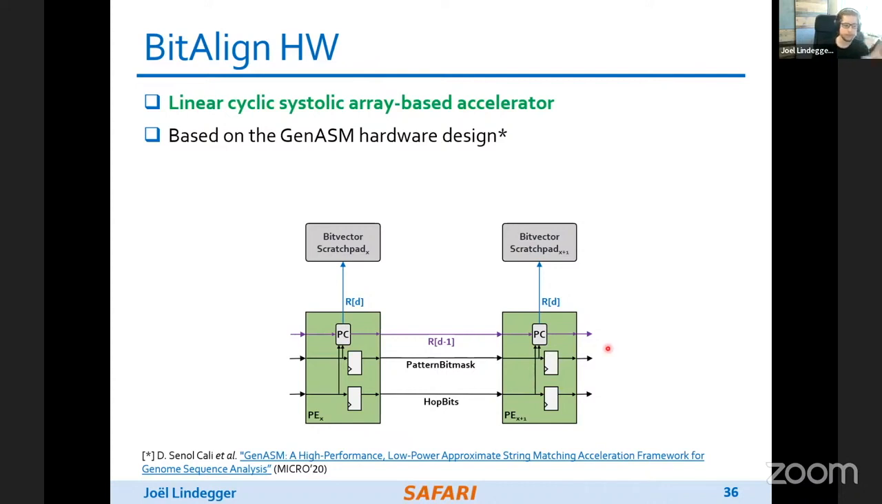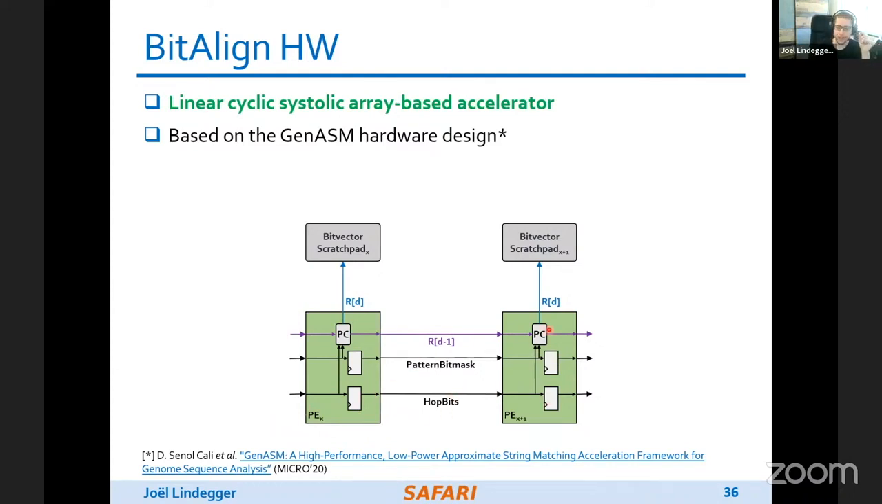The thing that's really missing here is hops, these indirect edges in the graph. Let me remind you, in case you don't know or have forgotten, what a linear systolic array is. Essentially, it means you have compute elements or processing elements, PEs, and they are connected in a linear array. That's why it's called a linear systolic array. They have some wires between each other.